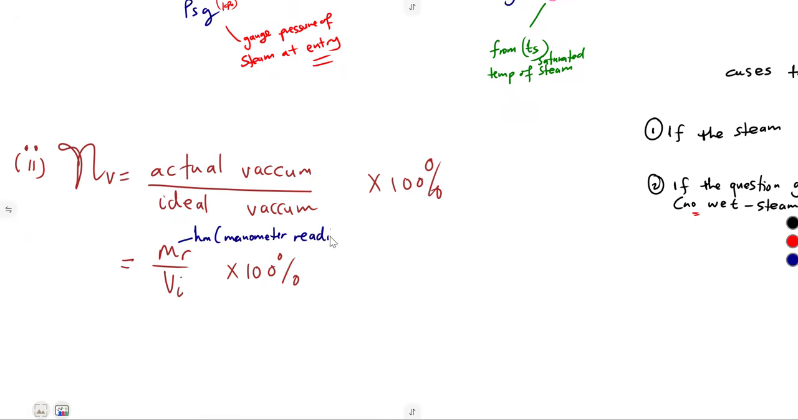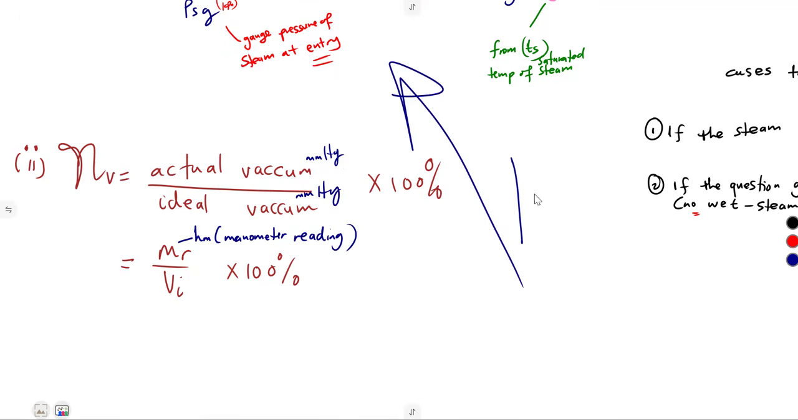Your manometer reading in what? Millimeters of mercury, because we need that. That is the only issue here, changing of units. The above formulas were for pressure, kilopascal. Here we are using those mercury values. So we have the MR representing what? HM, the manometer reading. Take note.